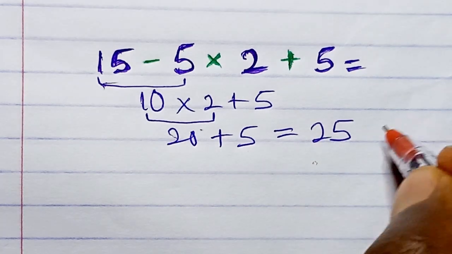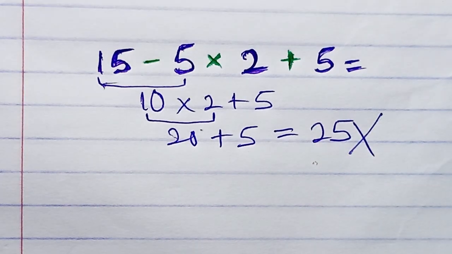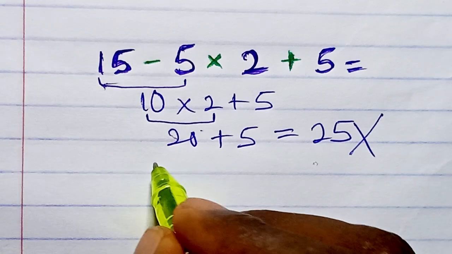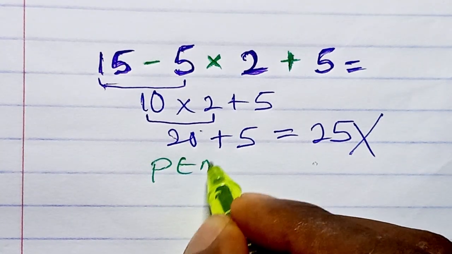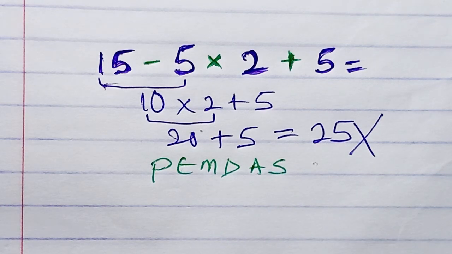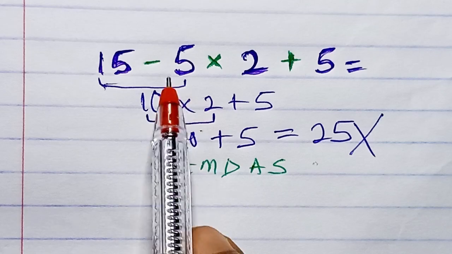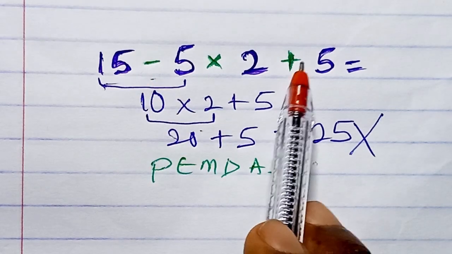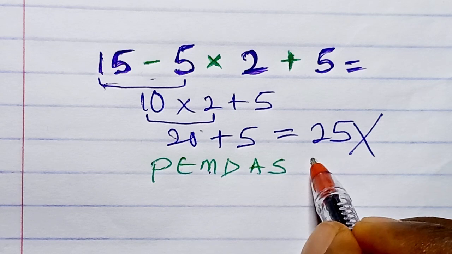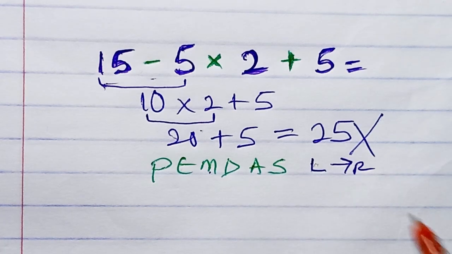25. But this answer is not correct, because according to the order of operation, PEMDAS, multiplication and division have equal priority over subtraction and addition. So we have to do the multiplication. So we are solving with these rules from left to right.